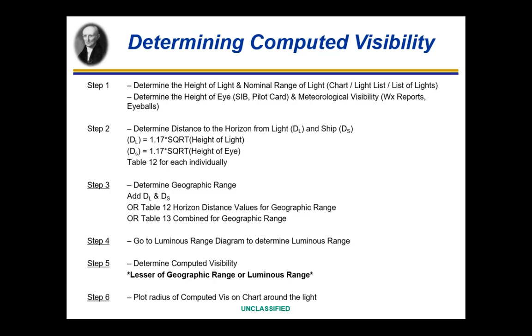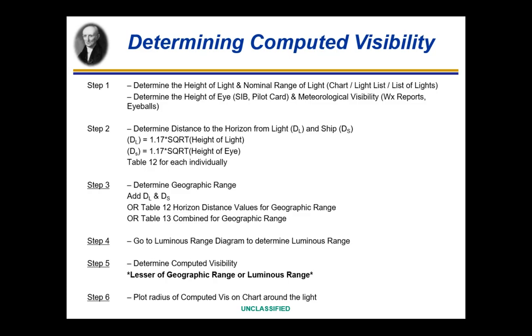So once we have all 4 of those, we're going to start with calculating horizon distance to both the light and horizon distance of the observer on the ship. The formula that we use is 1.17 times the square root of those heights, so the height of the light and or the height of the eye. But remember, both of those values need to be in units of feet in order for this to work, because that 1.17 factor has a conversion in it from feet so that the horizon distance comes out in nautical miles. Alternately, you could use table 12 for each horizon distance individually.